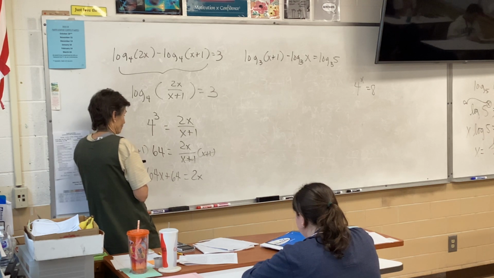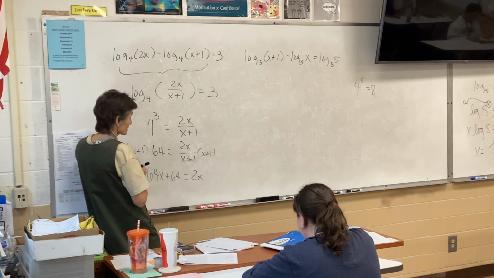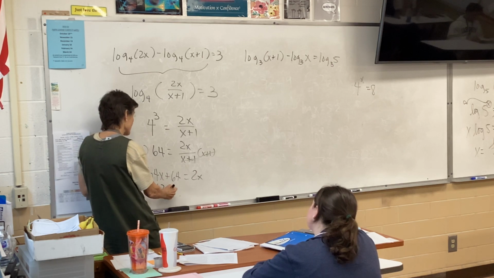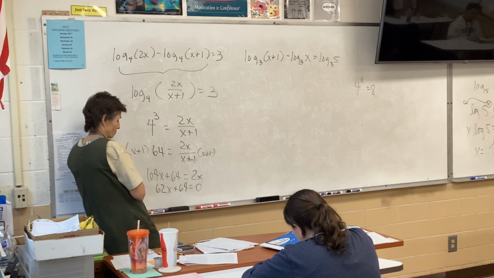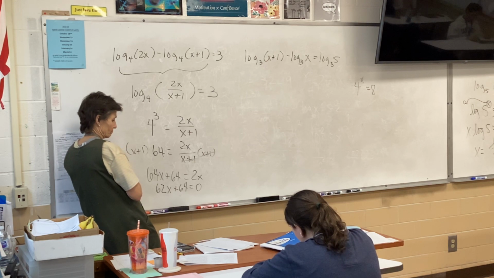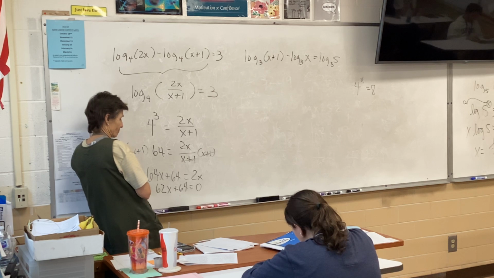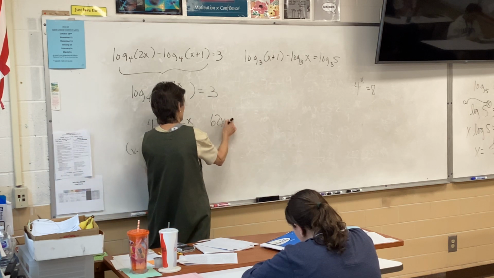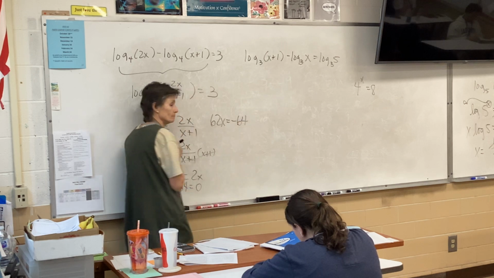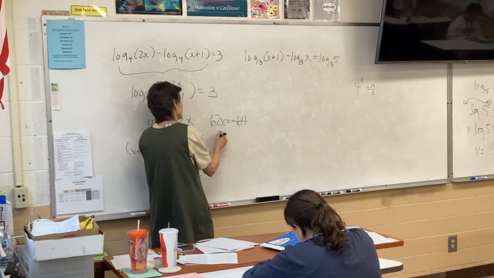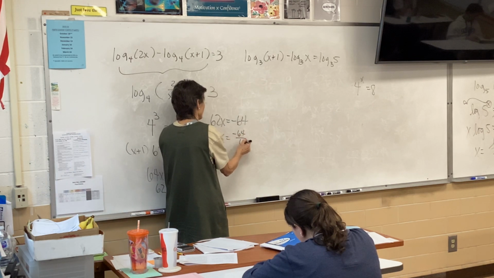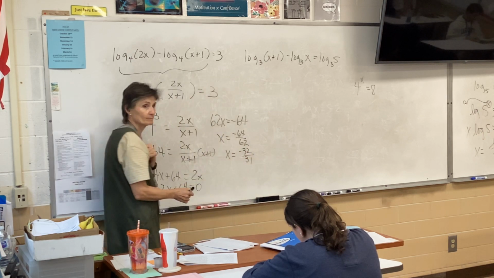Subtract the 2x, so 62x plus 64 equals 0. Now what? Move the 64 to the other side. 62x equals negative 64. So x equals negative 64 over 62, which is negative 32 over 31.